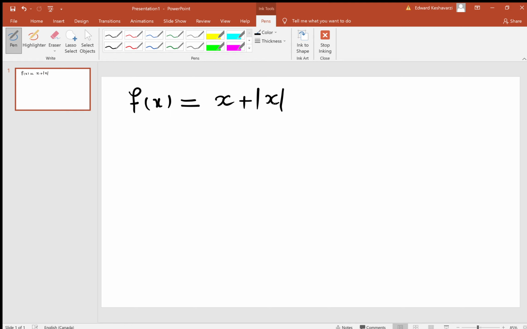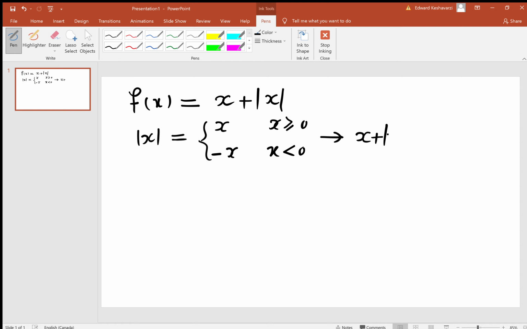As I explained before, we'll focus on the absolute value only, and then we will add x to it. So absolute value of x, as you already know, is x when x is larger than or equal to 0, and negative x as x is less than 0. By adding x to it, we'll have x plus x, which is 2x for x larger than or equal to 0, and 0 for x less than 0.